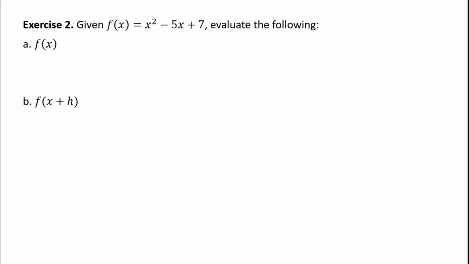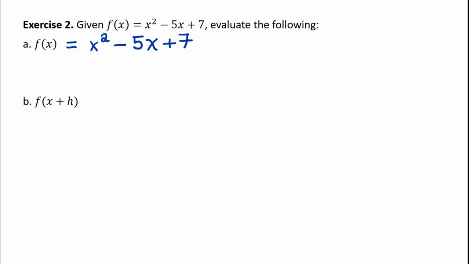Exercise 2. Given f of x equals x squared minus 5x plus 7, evaluate the following. A. F of x. F of x is the given function, so we'll just write f of x equals x squared minus 5x plus 7. B. F of x plus h.